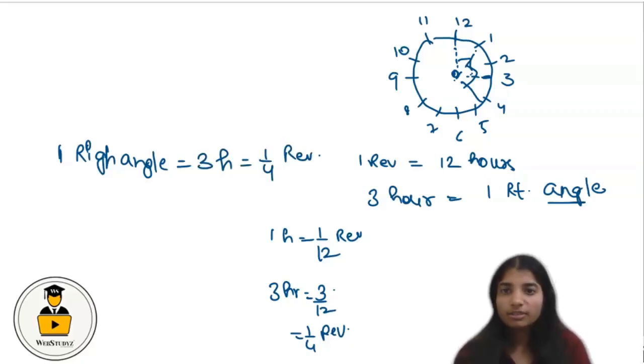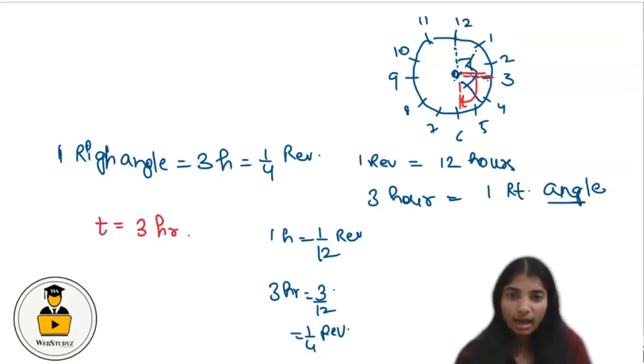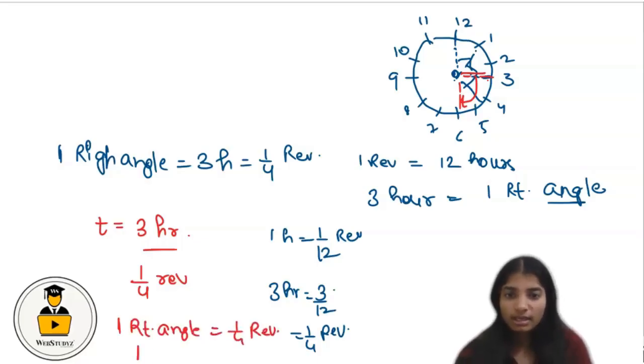So in the first part we are given that it moves from 3 to 6. It is clearly visible that the difference from 3 to 6 is 3R, which means in 3R it will cover 1/4 of this revolution, and we know that one right angle is equal to 1/4 of this revolution. So we can say that it covers one right angle. So one right angle is the answer to the first part.